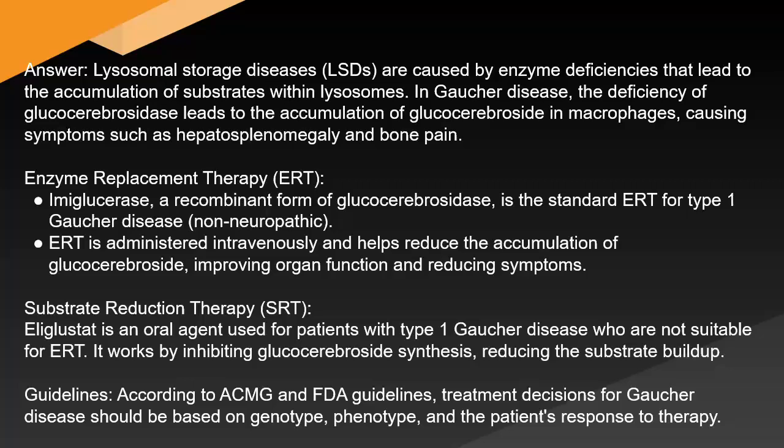Substrate reduction therapy (SRT). Eliglustat is an oral agent used for patients with type 1 Gaucher disease who are not suitable for ERT. It works by inhibiting glucocerebroside synthesis, reducing the substrate buildup. Guidelines: according to ACMG and FDA guidelines, treatment decisions for Gaucher disease should be based on genotype, phenotype, and the patient's response to therapy.